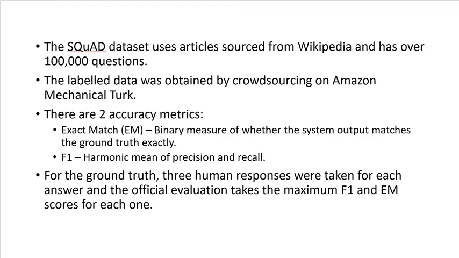A quick review of the dataset. The SQuAD dataset uses articles sourced from Wikipedia and has over 100,000 questions. The label data was obtained by crowdsourcing on Amazon Turk. There are two accuracy metrics, an exact match and an F1 metric, which is the harmonic mean of precision and recall. For the ground truth, 3 human responses were taken for each answer, and the official evaluation takes the maximum F1 and EM scores for each one.